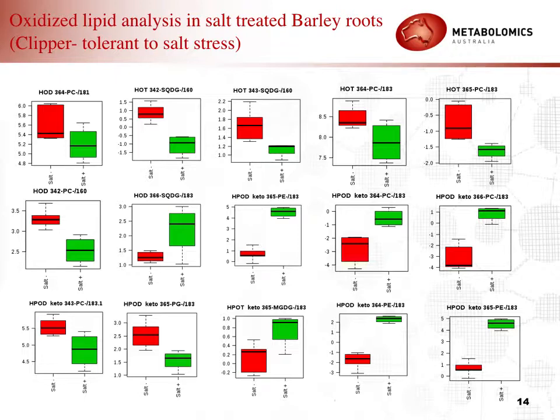However, HPOD keto PC364, HPOD keto PC366, and HPOD keto PE364 increased with salt treatment. At the same time, HPOD keto PG365 has shown the opposite trend to oxidized PC and PE species. So this is quite interesting data, showing the complexity and the mechanism. It's really interesting to investigate further to identify the mechanism and the biosynthesis pathway.